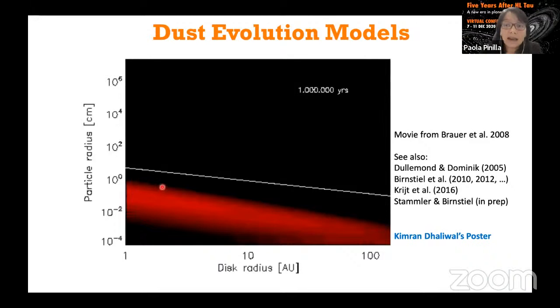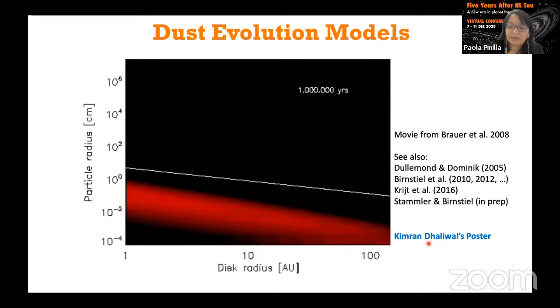Now, these models have been significantly improved by Til Birnstiel, and you can find the results or the summary of these models in his paper of 2010. There are similar models by Sebastian Krijt, and Sebastian Stammler and Til Birnstiel are working on a user-friendly code to make public in the next months or years. Okay, there is also a poster about dust evolution by Kimran.